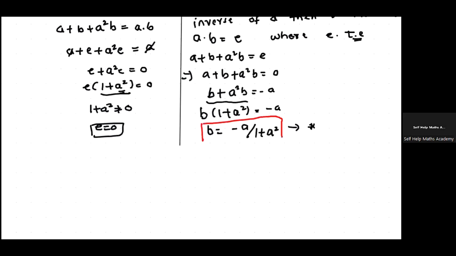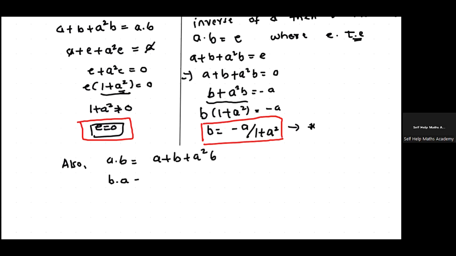This is our identity element. Now let's consider the left inverse. Also, if you see the dot operation as A dot B is equal to A plus B plus A squared B, and if I take B dot A, this will be B plus A plus B squared A. So this given operation dot is not commutative.